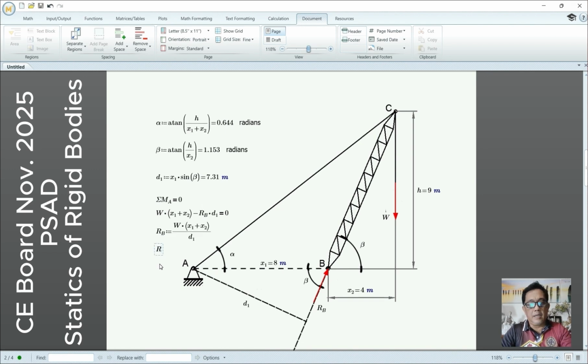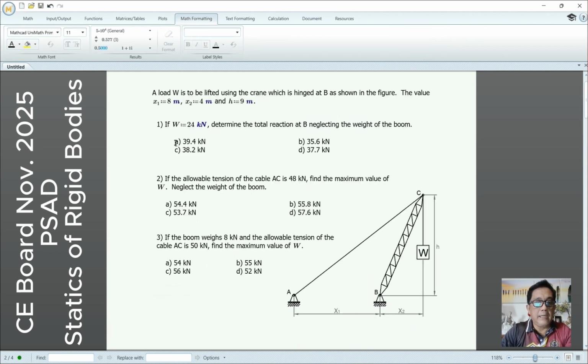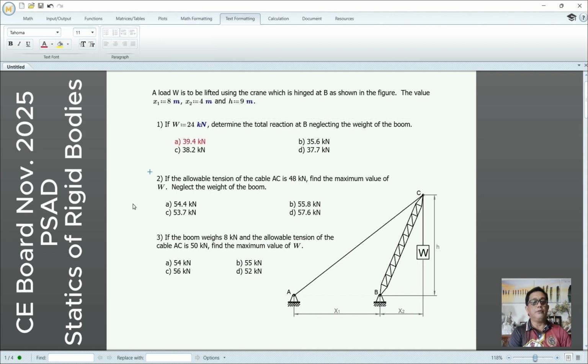To solve for R sub B, R sub B equals, in kilonewtons, 39.395, or this is 39.4. Let's see, 39.4 is letter A. This one. Letter A, 39.4 kilonewtons.